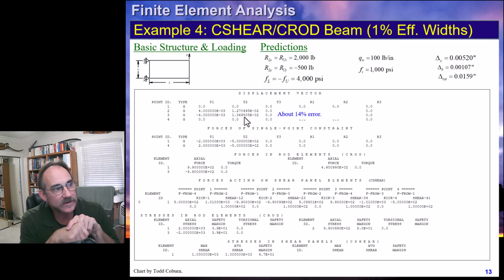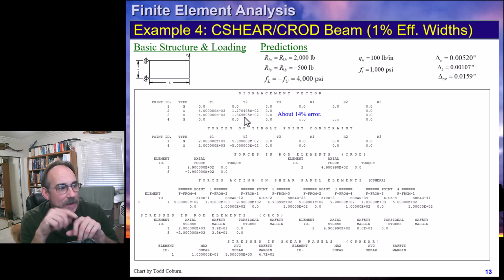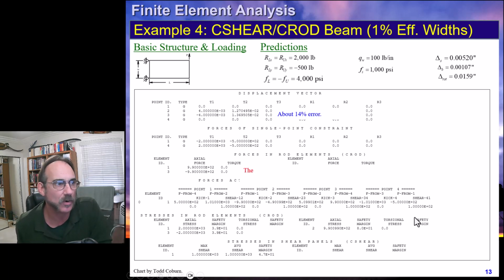Now, we get to the rod forces and we're going to expect, wait a minute, our rod forces look wrong. And our rod stresses look wrong. The rod stresses should be 4,000 psi, but we see here they're only about 2,000 psi. So something is grossly wrong.